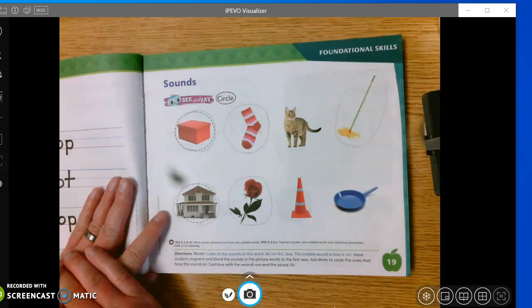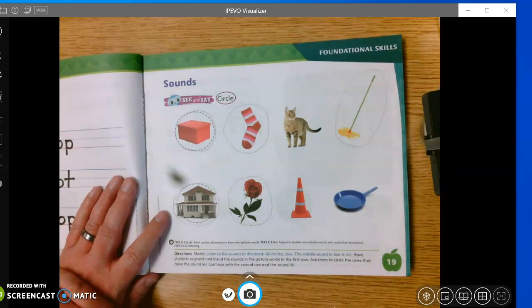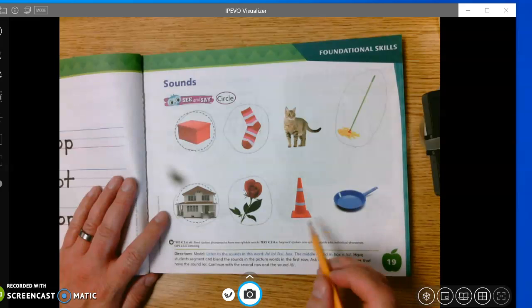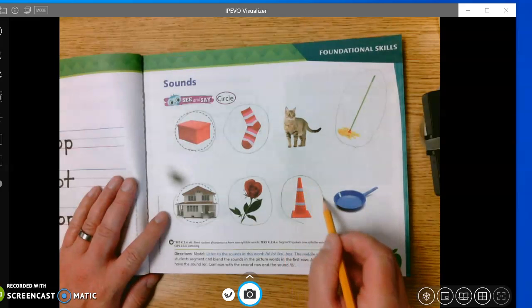Okay. Now, how about this? What is that? That is a cone. Let's split the sounds apart and let's segment that. K, o, n. You hear that? That is the long O sound. So we're going to circle the cone.